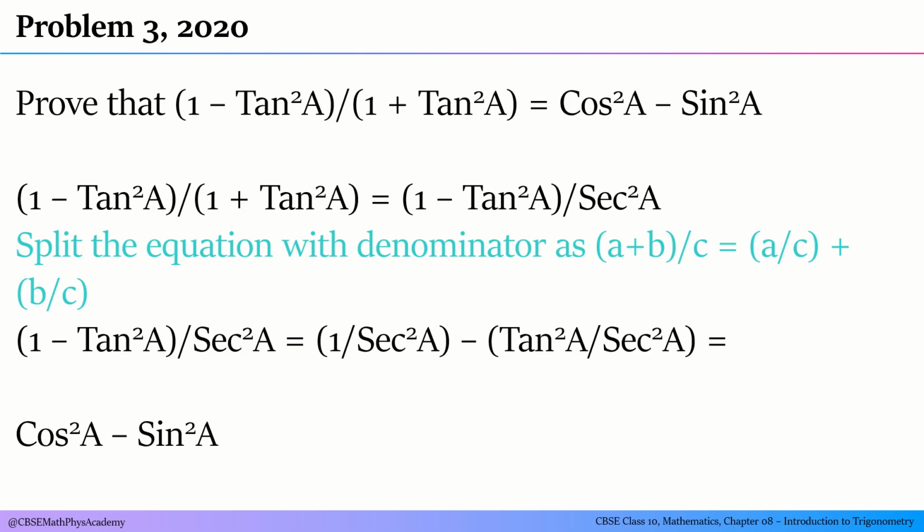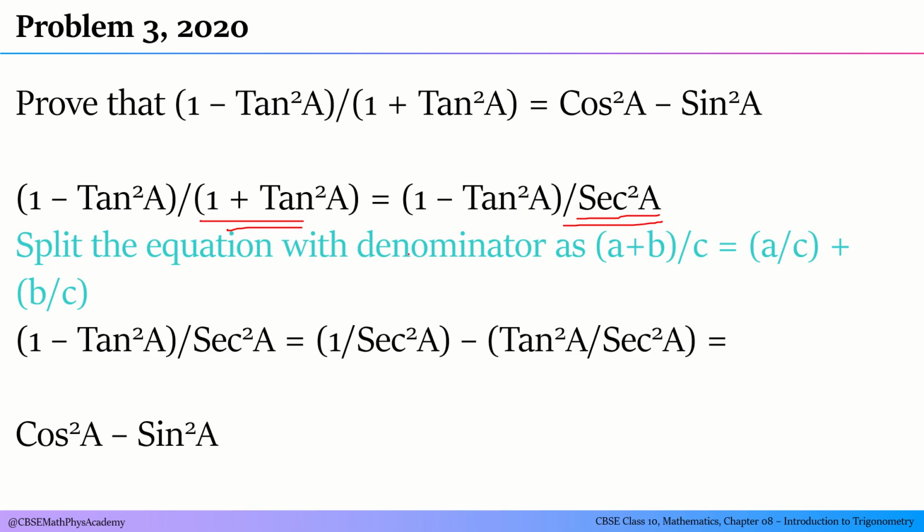So let us see how to solve it. (1 minus tan square A) by (1 plus tan square A). I am going to apply the trigonometric identity 2 here. So 1 minus tan square A remains the same in the numerator, and the denominator becomes secant square A.